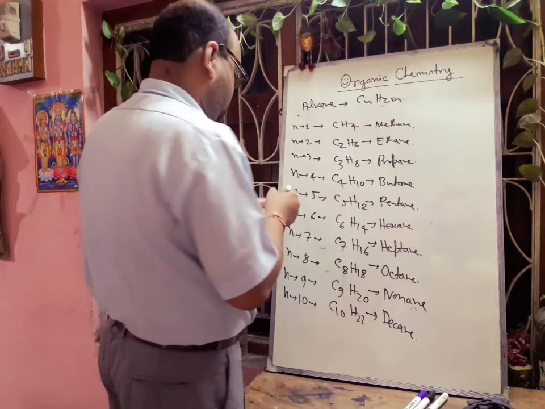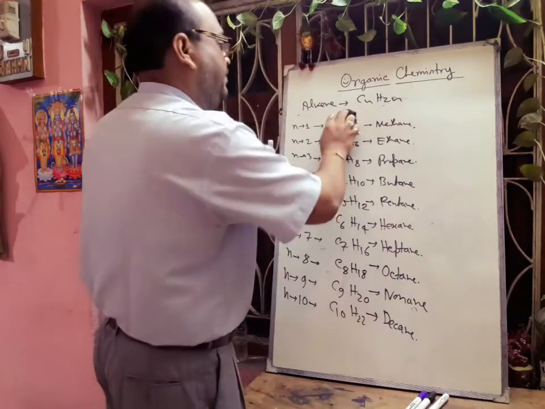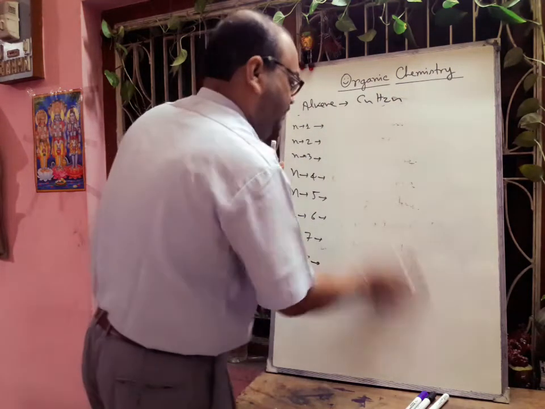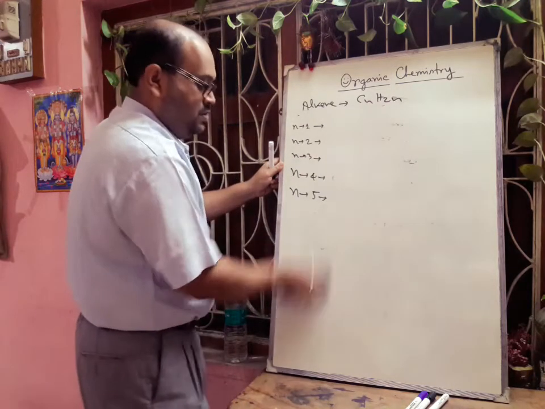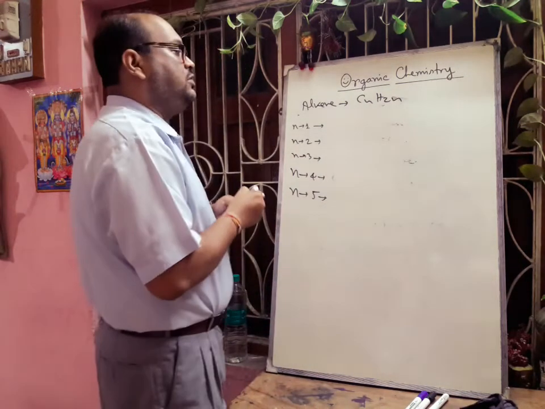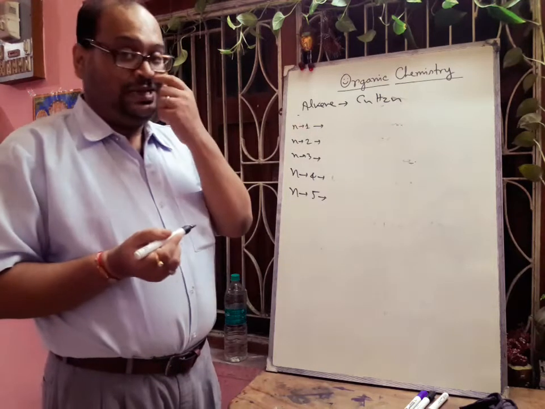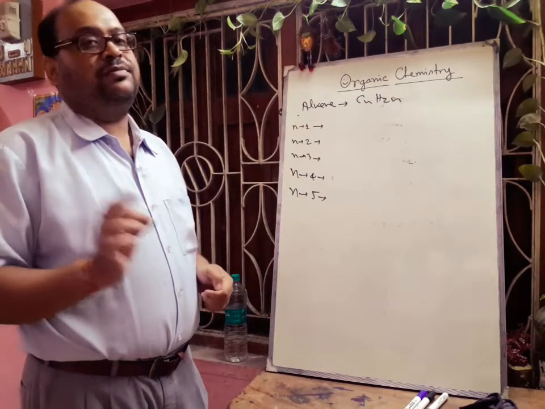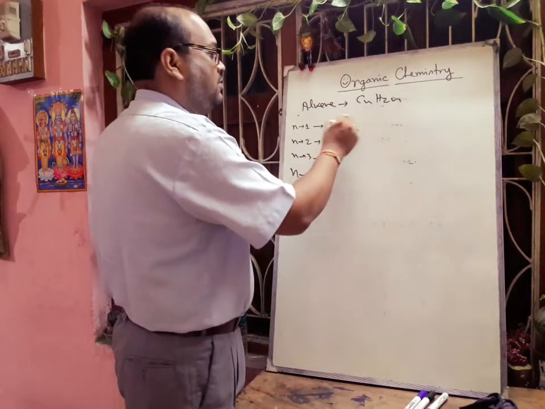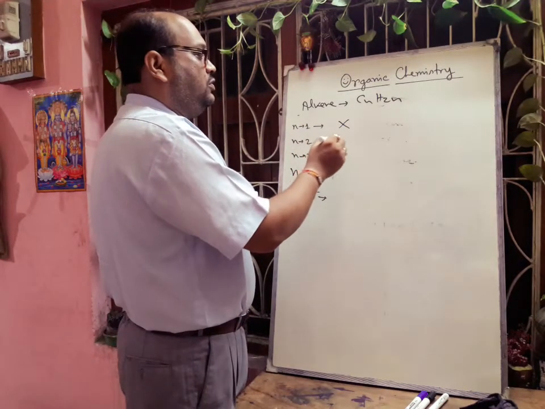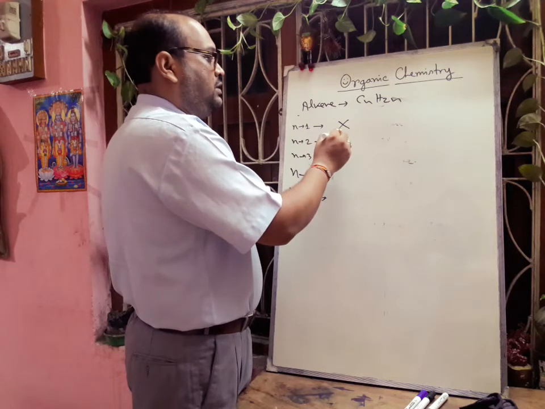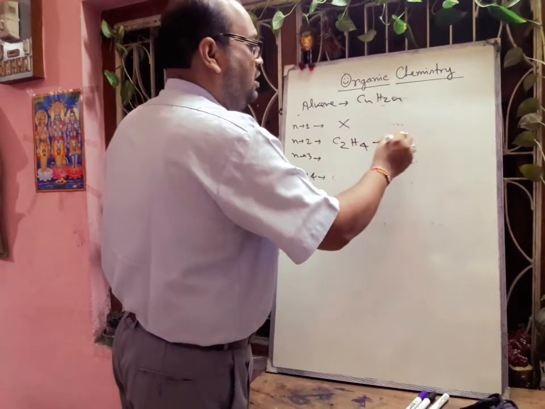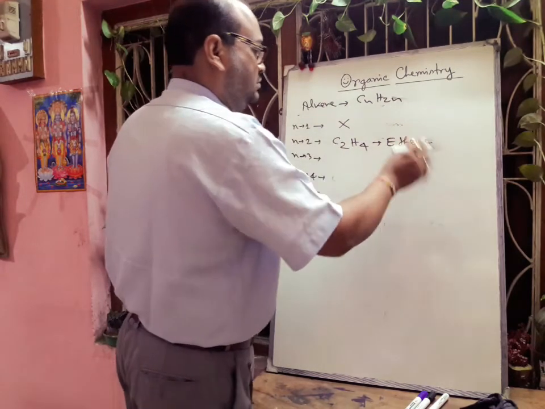Okay. So in this case, when n is equal to 1, there will be no alkene, because for the formation of a carbon-carbon double bond, minimum 2 carbons are required. So there will be no such compound. But when n is equal to 2, we get the formula C2H4, and its name is called ethene.